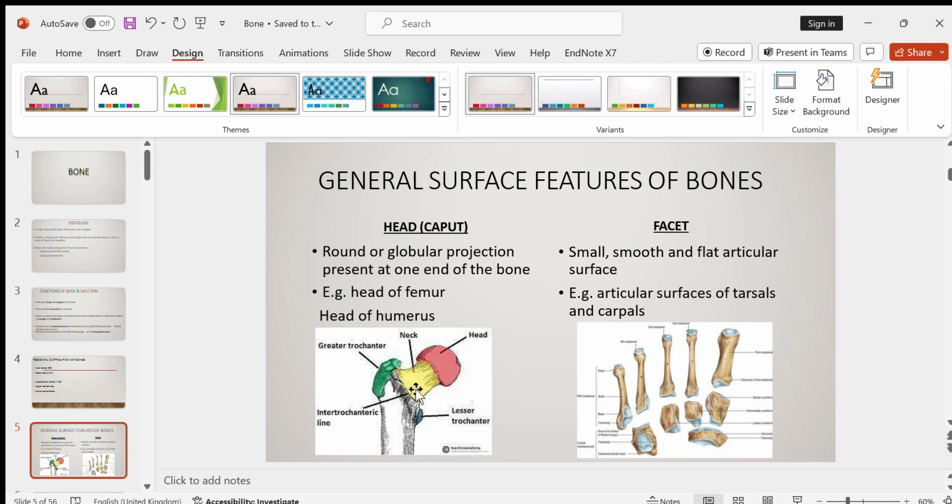In this picture, we can see the head of the femur. So head or caput is the projection that is on the end of a long bone. For example, the head of the femur or head of the humerus. Next is a facet. What is a facet? A facet is a surface which takes part in the formation of a joint. For example, it is an articular surface and it helps in making the joint.